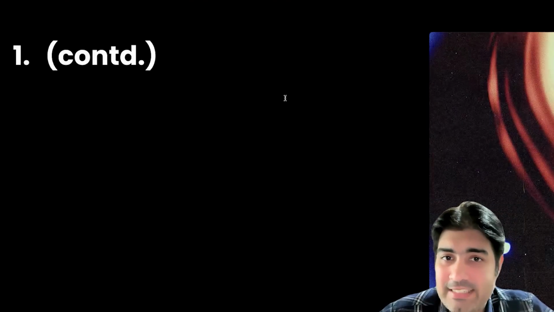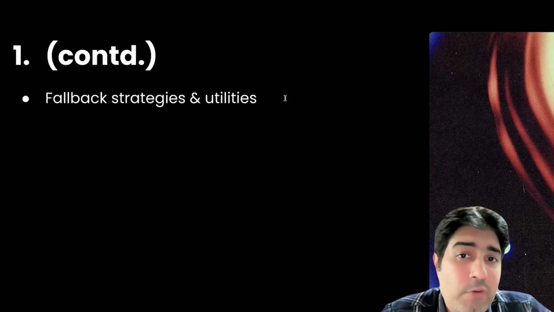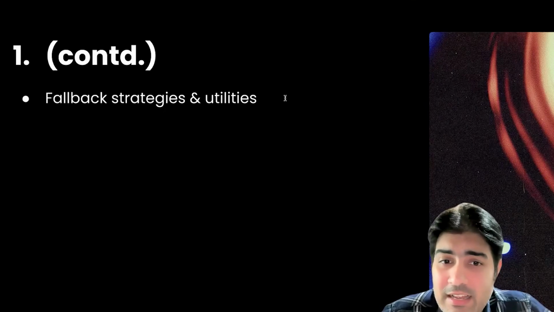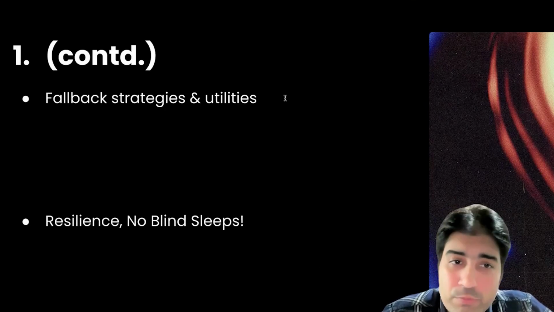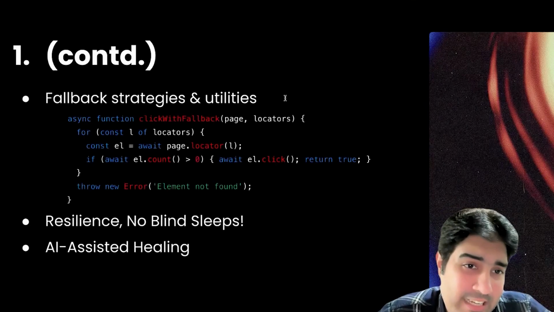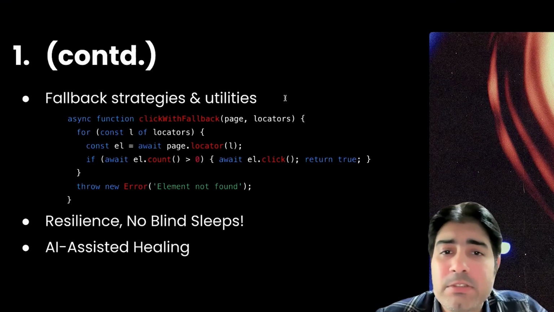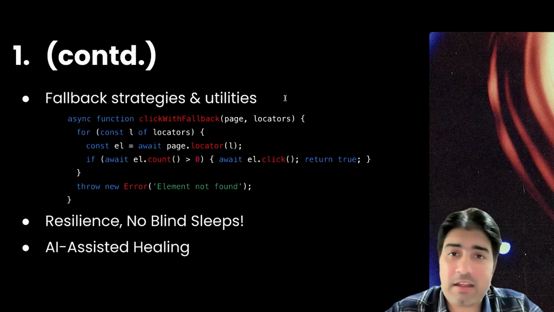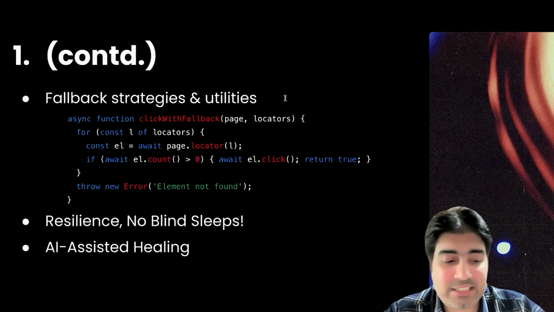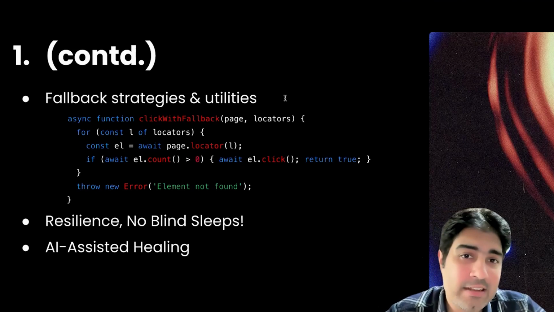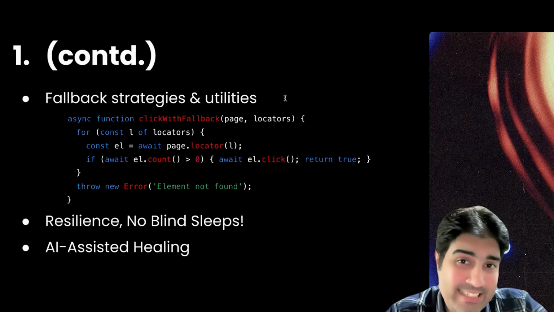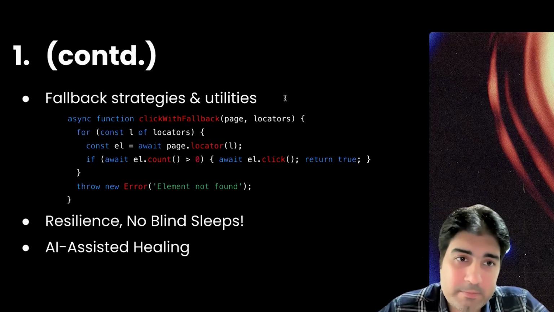However, apart from these, you also have strategies like fallback strategies and utilities. You have resilience, no blind sleeps, and AI-assisted healing. Talking about the fallback strategies and utilities, you can write up a small locator util that tries multiple strategies, that checks first by data-testid, then aria label, then text, and then a visual heuristic.